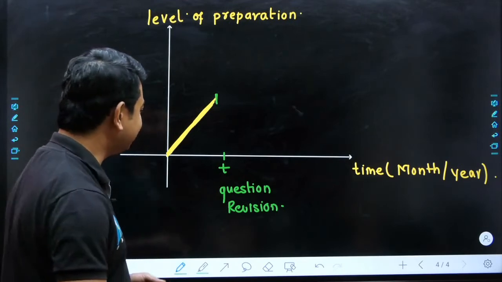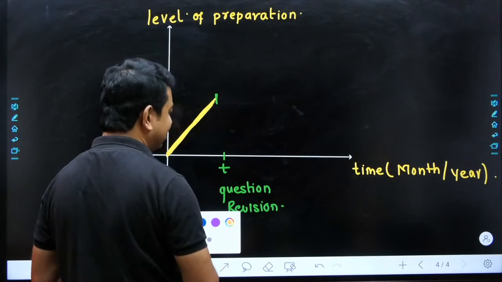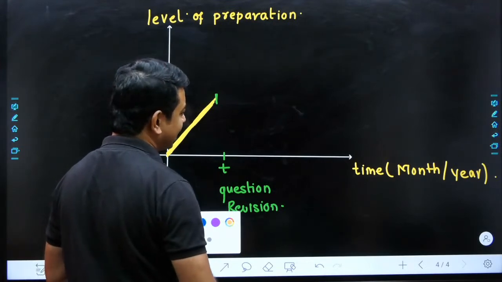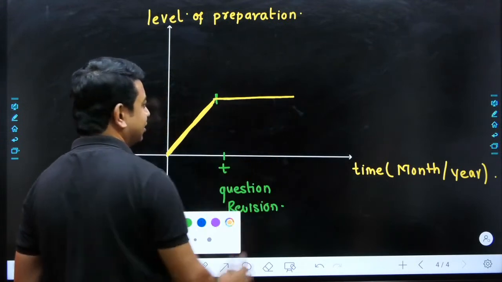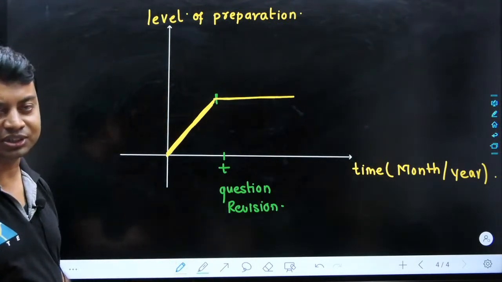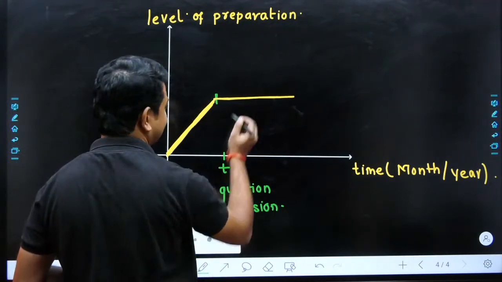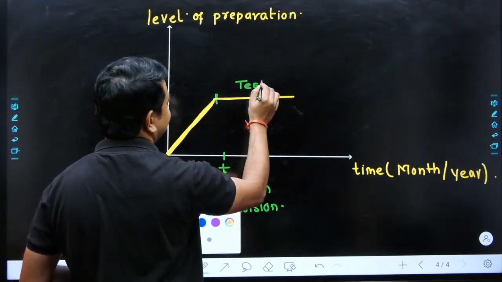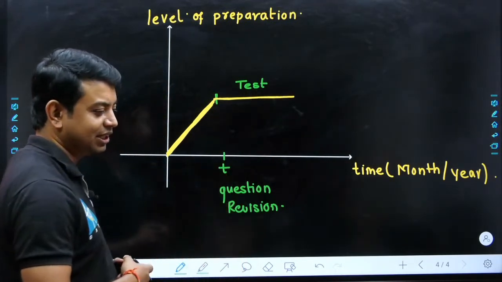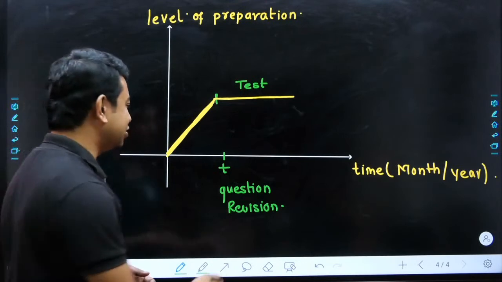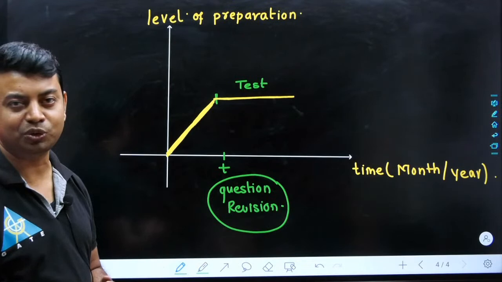Now, what will happen if you are not doing this? Then either your preparation level will decrease, or you will make a plateau, a saturation condition, where whatever you have prepared, you stay at a similar level. In that condition, you are trying for a test. If you appear in a test series without having done this analysis by yourself, then definitely you are not able to get a good score.